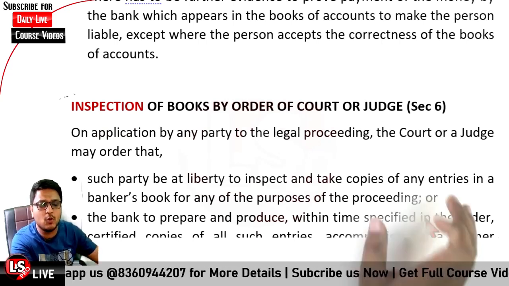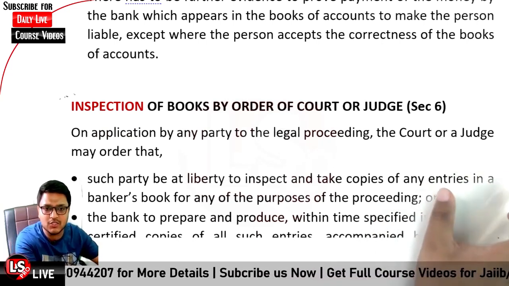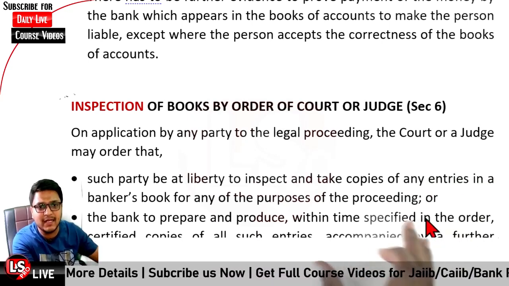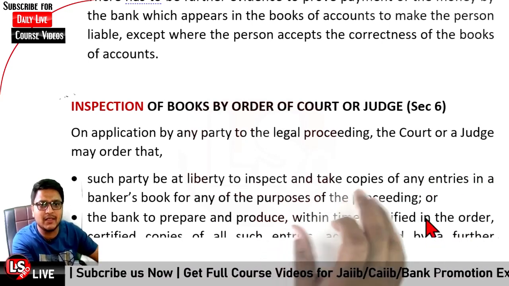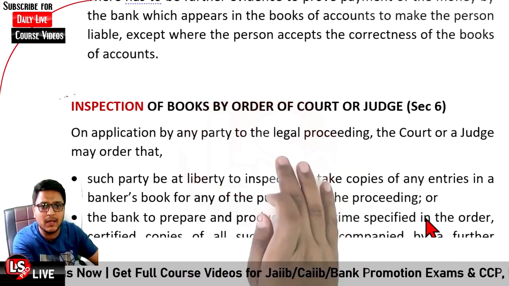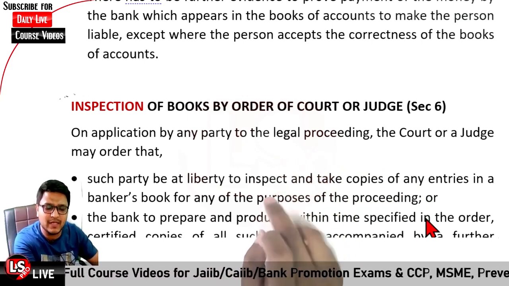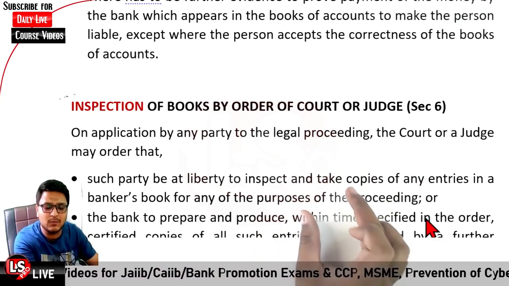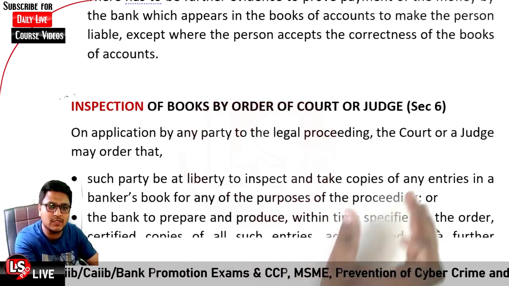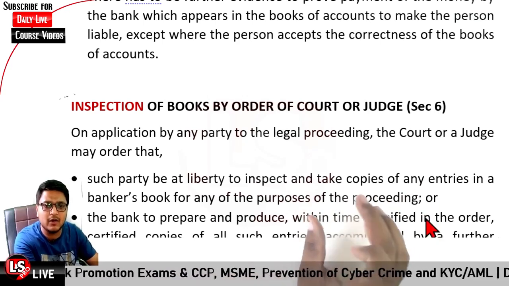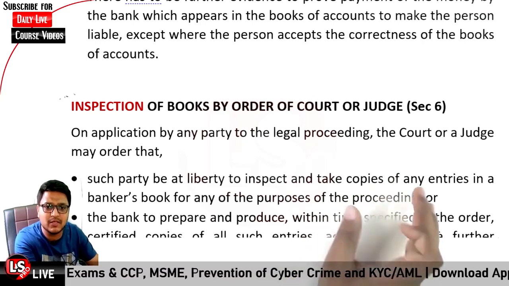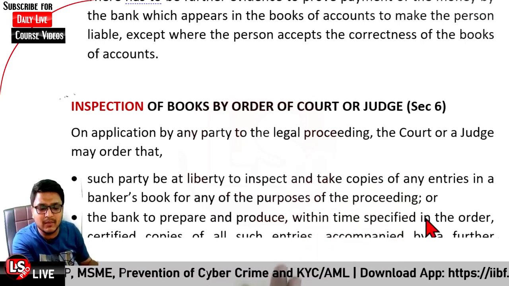So if the court or judge finds it fit that it is required under the legal proceedings that the party should have the liberty to inspect the books and further to take copies of such an entry, it can be ordered in such a manner.